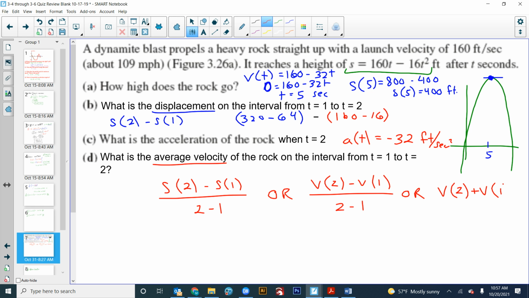And I hate to put incorrect work up on the board, but it happens enough, I have to address it.